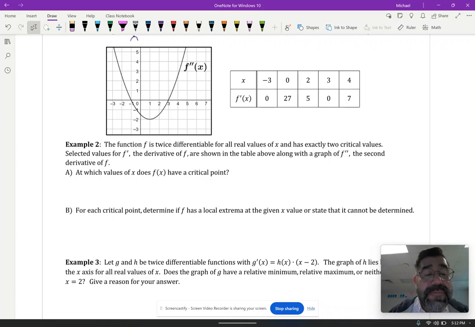Example 2. The function f is twice differentiable for all real numbers of x and has exactly two critical values. Selected values for f prime, the derivative of f, are shown in the table above, along with the graph of f double prime, which is the second derivative of f. At which values of x does f of x have a critical point?